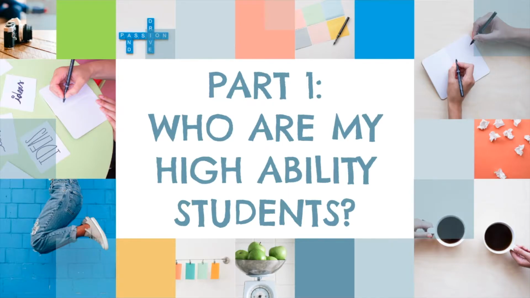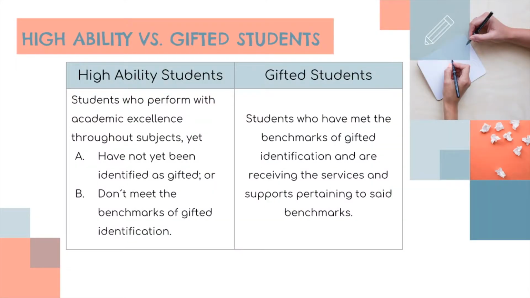might identify them. First of all, it's important for us to differentiate between high ability students and gifted students. High ability students are those who perform with academic excellence throughout subjects, yet A, have not been identified as gifted through the proper means, or B, don't meet the benchmarks of gifted identification. On the other hand, gifted students are students who have met the benchmarks of gifted identification, have undergone the process of identification, and are receiving the services and supports pertaining to said benchmarks.